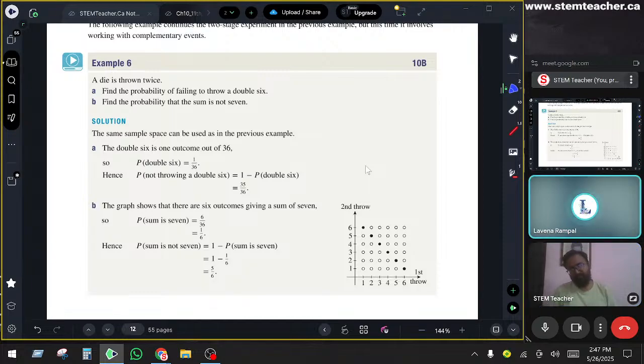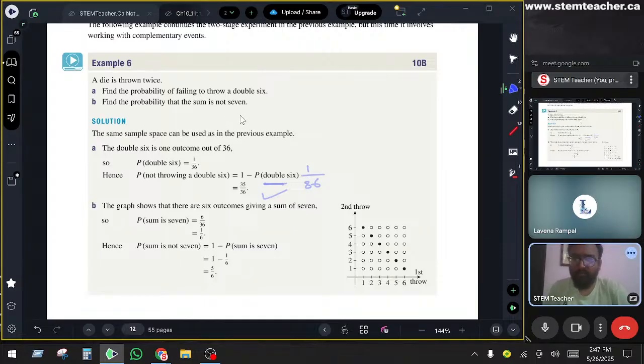A die is thrown twice. Find the probability of failing to throw a double six. What is the probability of failing to get double six? 35 over 36. Failing double six means what? 6 and 6 we should not get, which is 1 minus getting 6 and 6. Failing means not getting that number, so 1 minus that number. Getting double six is only 1, 6 and 6, which is 1 by 36. Your answer will be 35 by 36.